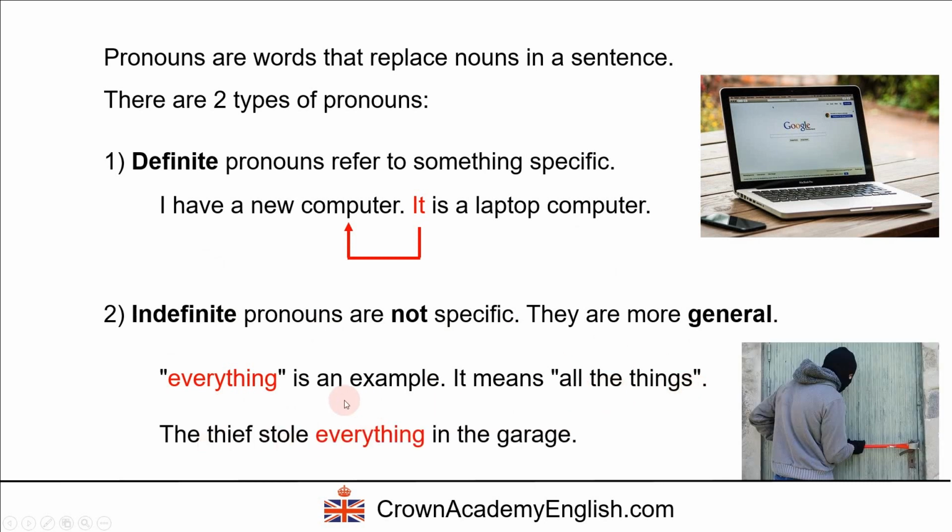And here is an example. The thief stole everything in the garage. Everything in the garage. So as you can see here, this is much more general. This is referring to lots of things, not one specific thing. Okay, so that is why we call it an indefinite pronoun. So this is the first example of this lesson.